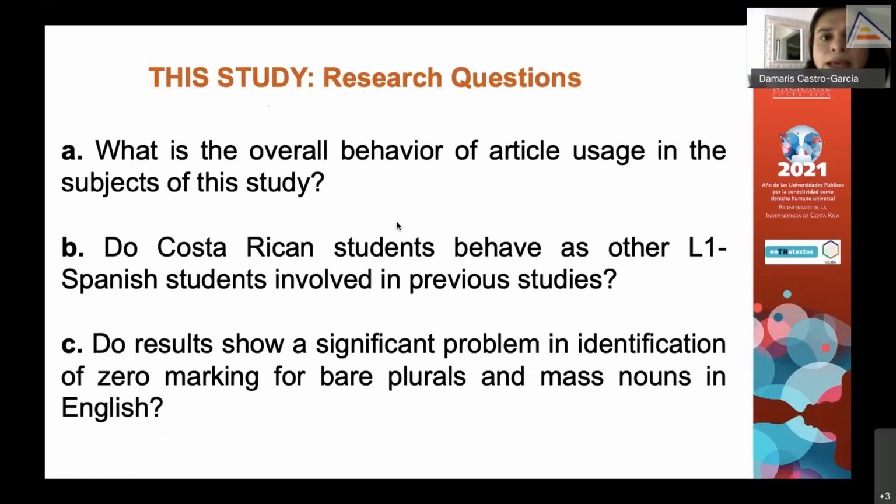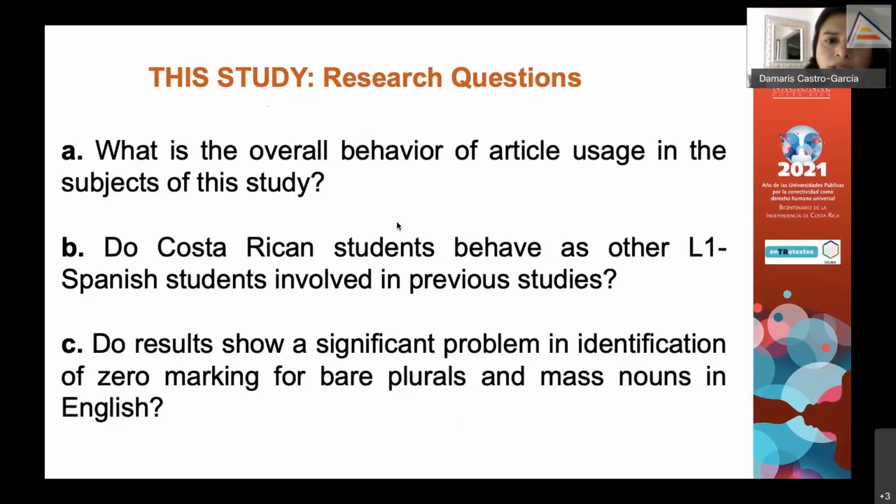The first one would be to determine what is the overall behavior of article use in the subjects of this study. We also want to see if Costa Rican students behave in a similar way to other Spanish students who have been involved in previous studies. Costa Rican students have never been studied in this field before.